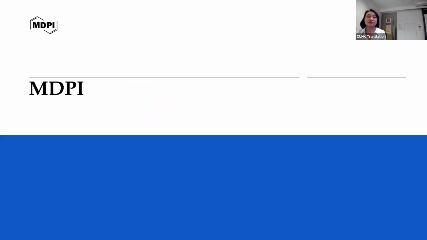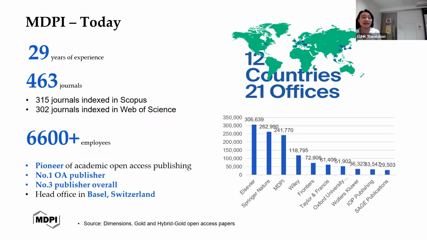And in this part, I would like to introduce our company, MDPI Open Access. Well, up to today, we have almost 30 years of experience of running open access journals, open access publishing. And now we have 463 journals, including more than 300 journals indexed in Scopus and 302 journals indexed in Web of Science. And up to now, we have already 6,700 employees. And as a pioneer of academic open access publishing, as I just mentioned, now we are the number 3 publisher overall over all kinds of publications and the number 1 among the open access publishers.